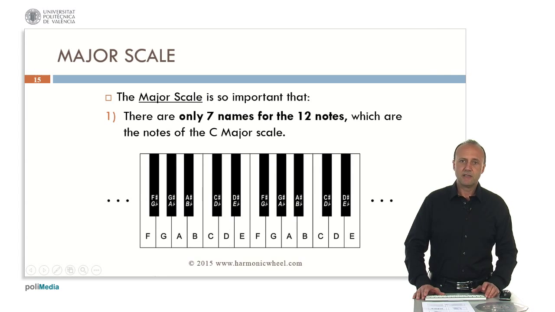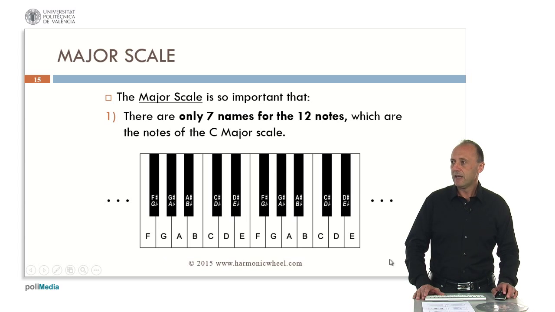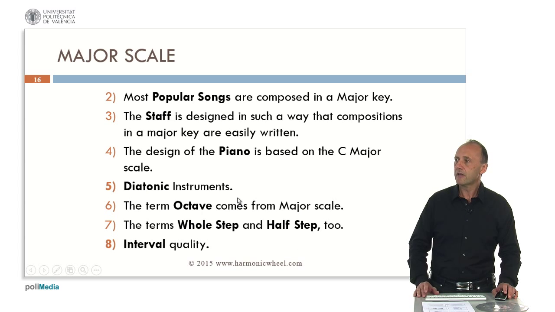The importance of the major scale in music is huge. The major scale has 7 notes, and this is the reason why we use only 7 names for the 12 notes. And these 7 names correspond to the notes of the C major scale. In the piano, these 7 notes correspond to the white keys, and the black keys correspond to the altered notes.